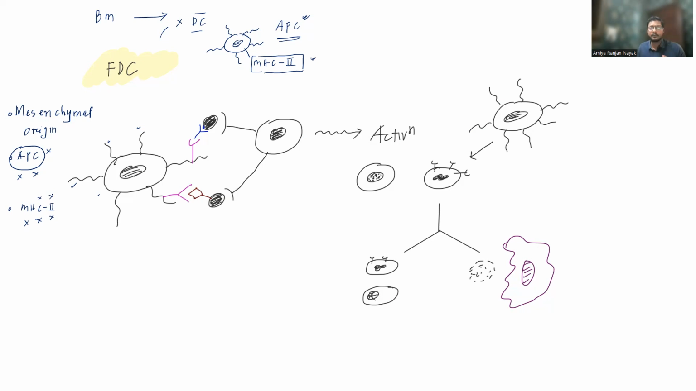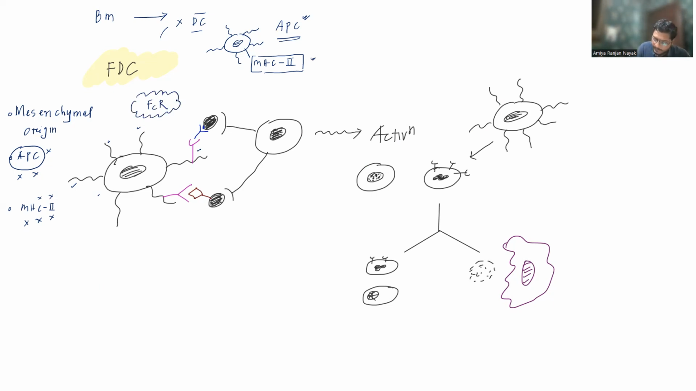Then what is the function of the follicular dendritic cell? Now, follicular dendritic cells will have certain receptors. If you see here, this is one receptor. This receptor is actually the FC receptor. That means it can identify the FC portion of the antibody.